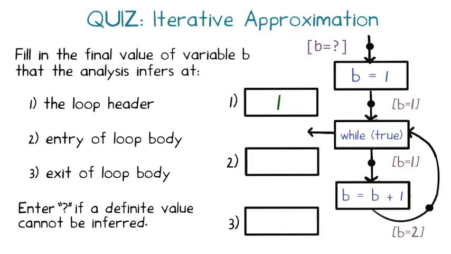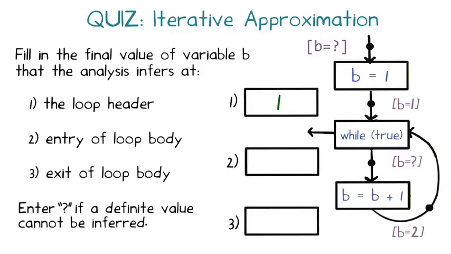The analysis revisits the entry of the loop body. This time, it notices that the value of b can be either 1 or 2. So it updates the value of b at the entry of the loop body to unknown.